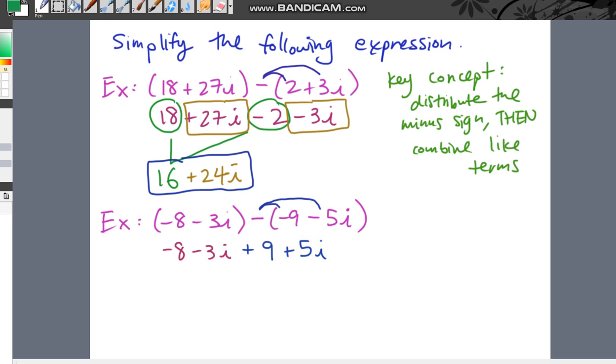Okay, now what you could do is, if you like to do it the way I showed you earlier, if you wanted to keep everything straight, make sure that you're combining your like terms carefully, right? You can do something like this. So then we have a -3i plus 5i. So when we combine it together, -8 plus 9 is going to be 1. And then we have -3i plus 5i is going to be a positive 2i. Okay, so that is how you go about subtracting complex numbers.